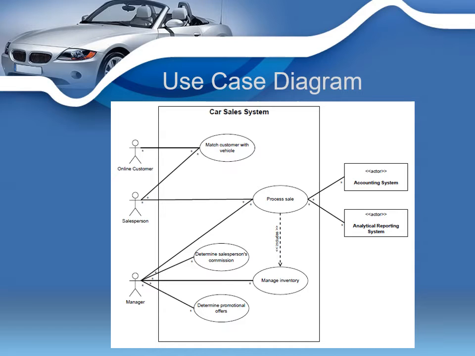We can also see that there are 5 use cases. Starting from the top, we have the match customer with vehicle use case, which is triggered by the online customer or the salesperson. Process sale use case, which is triggered by the salesperson or the manager. And the last 3 use cases are determine salesperson's commission, manage inventory, and determine promotional offers, all of which are triggered by the manager. We can also see that the process sale use case includes the manage inventory use case, and it also communicates with the external accounting system and the analytical reporting system, again, both of which are secondary actors.